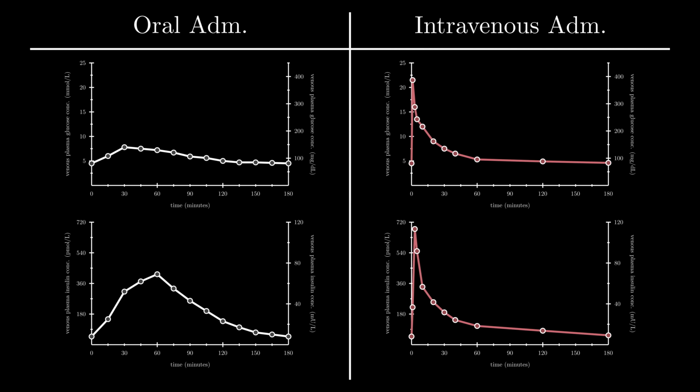Also, notice that we used 25 grams, not 50 grams as in the oral experiment. That's because injecting large amounts of glucose directly into the bloodstream can be dangerous and should only be performed by trained healthcare professionals. Always remember, the dose makes the poison.